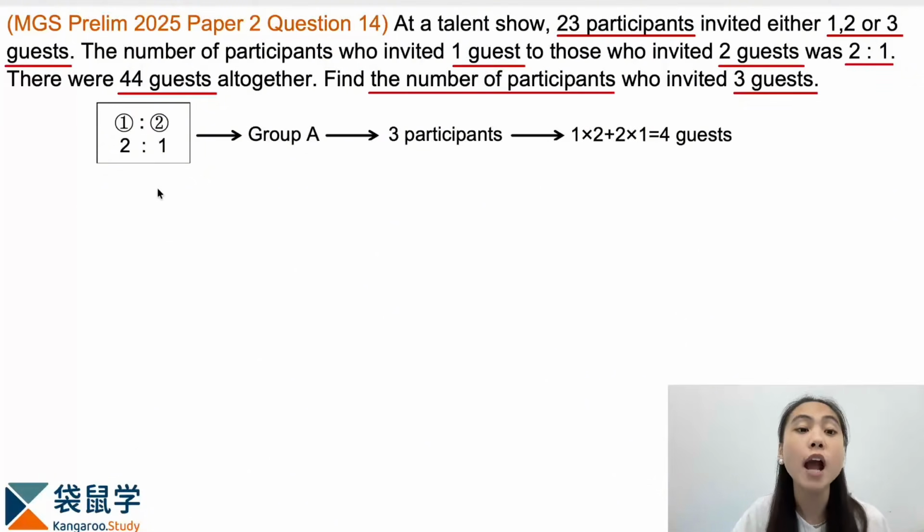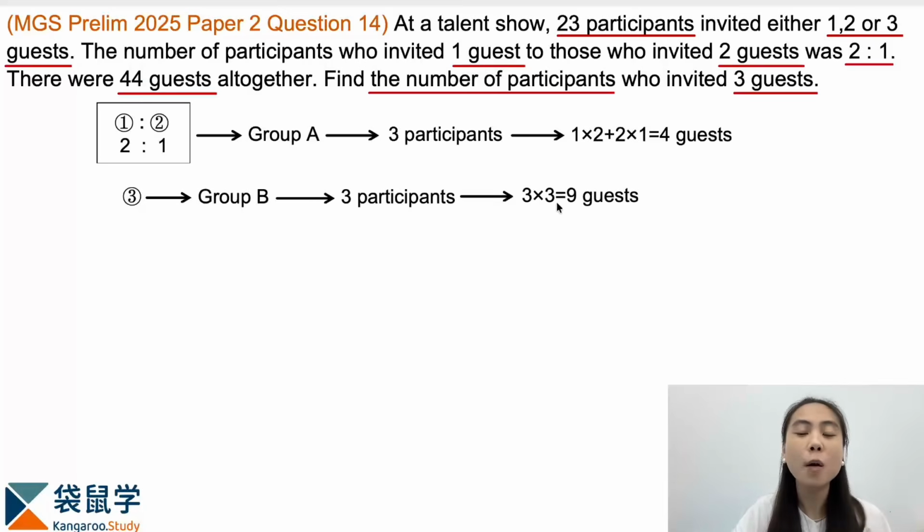And then we only leave the number of participants who invited 3 guests. So we call this group B. Then if there are 3 participants in group B, how many guests are there? It should be 3 times 3 equals 9 guests. So class, here we have 2 total values, we have 2 single values, which are 4 and 9. Which method can we use now? We can use the assumption and adjustment method.